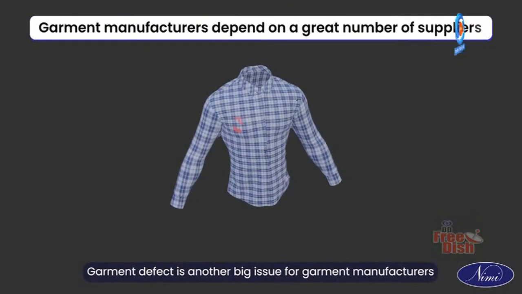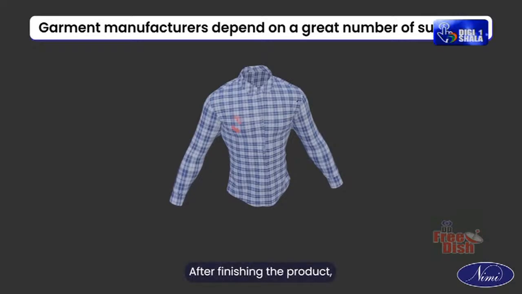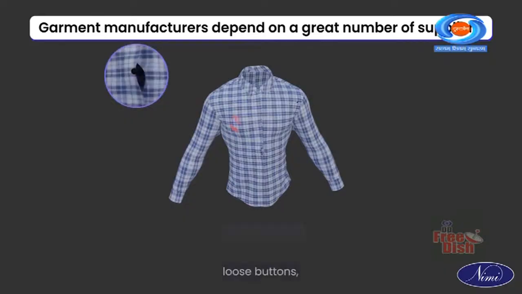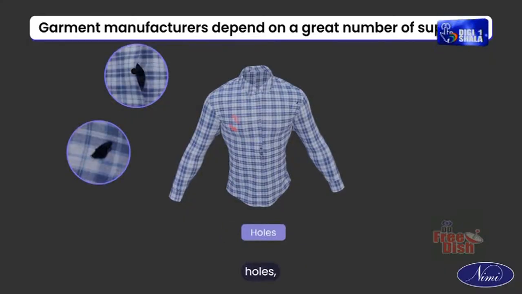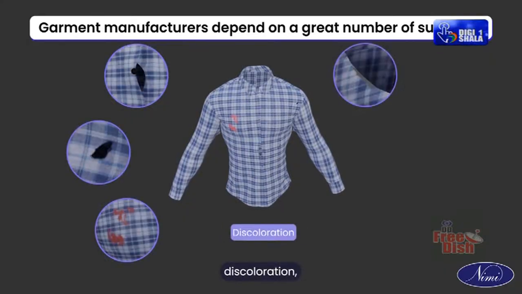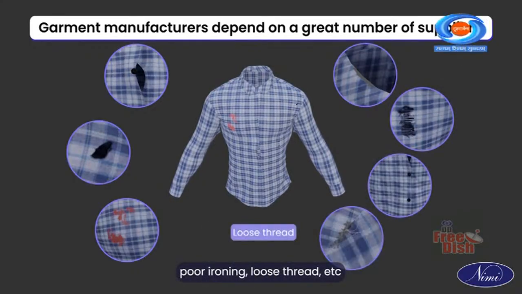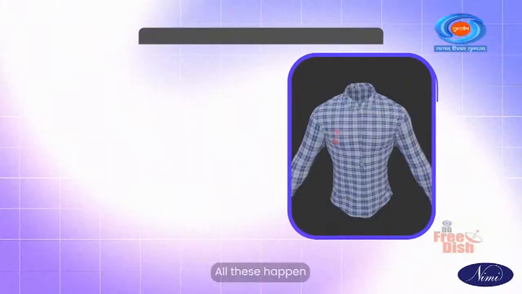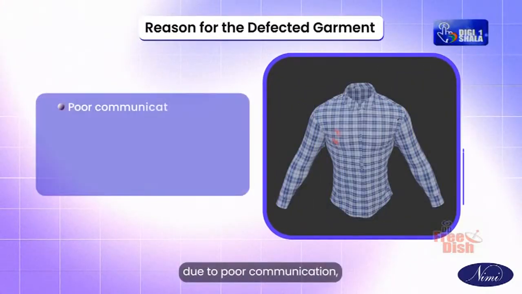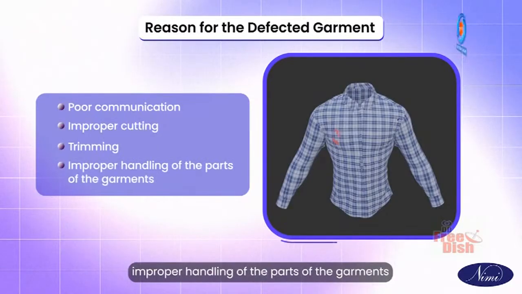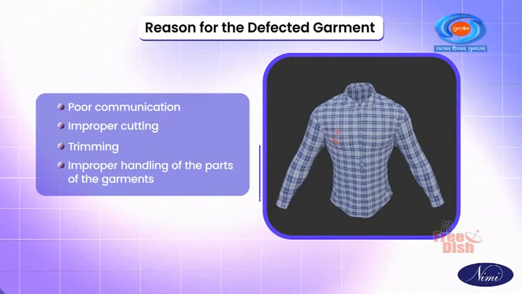Garment defect is another big issue for garment manufacturers. After finishing the product, a number of defects are found on garments like loose buttons, holes, stains, discoloration, inappropriate trimming, poor ironing, loose thread, etc. All these happen due to poor communication, improper cutting, trimming, improper handling of the parts of the garments.